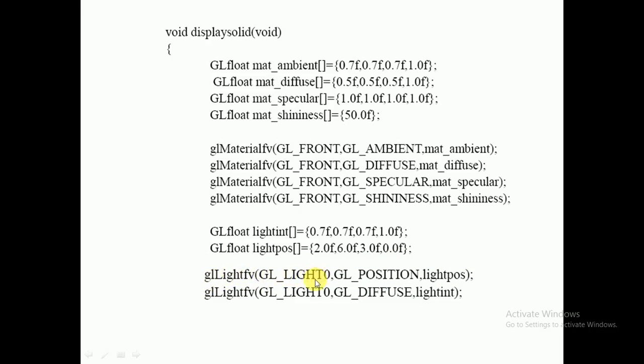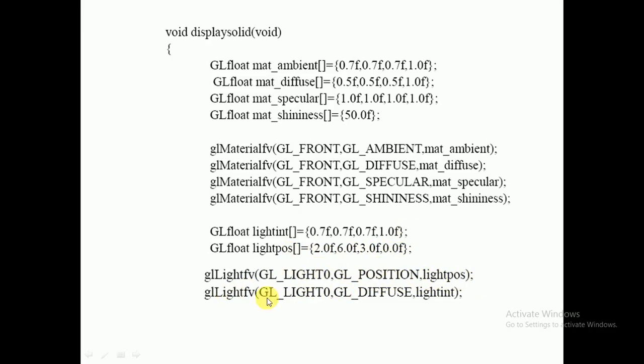Then GL_LIGHT0, GL_POSITION, then use the position, then glLightfv position. It will use this position, right? In x direction 2 units, y direction 6 units, z direction 3 units, right? Then the last value is 0, right? This is what light position is.